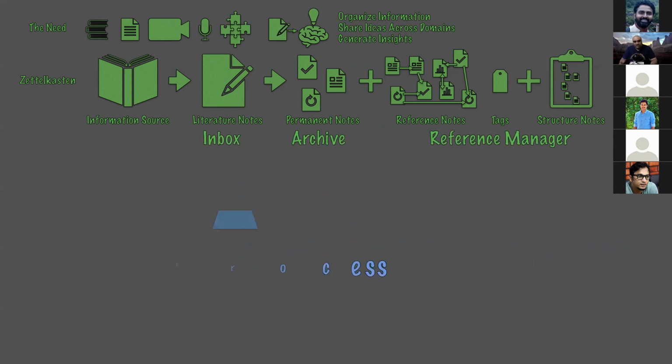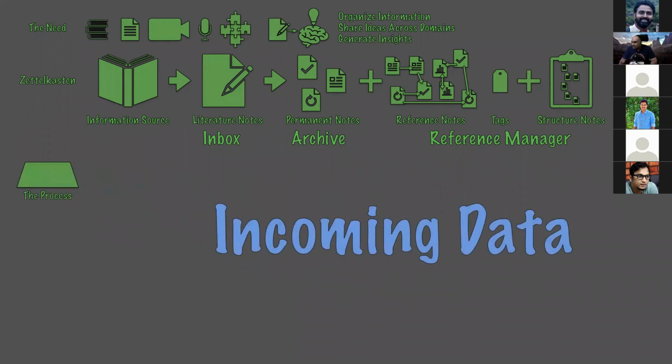So what we've seen so far is why we need a way of organizing information and generating insights. We've seen how Zettelkastens are built up. Now we talk about the process, a simplified view on how we can use Zettelkasten to add or modify nodes. So let's just look at the process. Let's say there's some incoming data. You just watched some awesome video, or maybe you saw this presentation. You were stunned by my charisma, right? And now you want to add some notes on Zettelkasten.